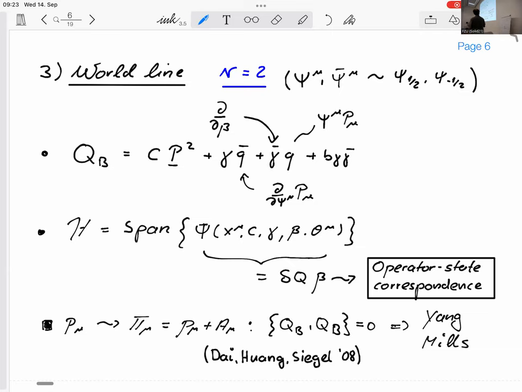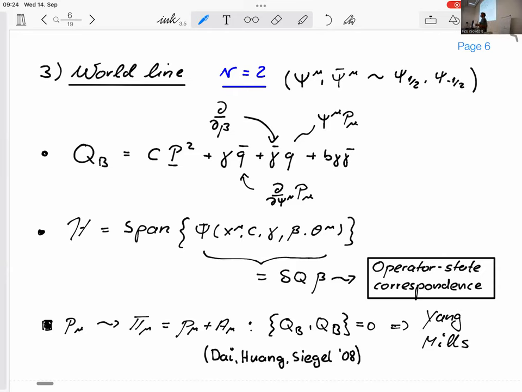And here it's the same. You don't deform the world line action, you could, but what you deform is the BRST operator when you quantize the world line in this background. So that leads to the deformed BRST operator. In this particular case, you could just say you add these background fields to the world line action and you redo the BRST procedure, you would come to the same thing.